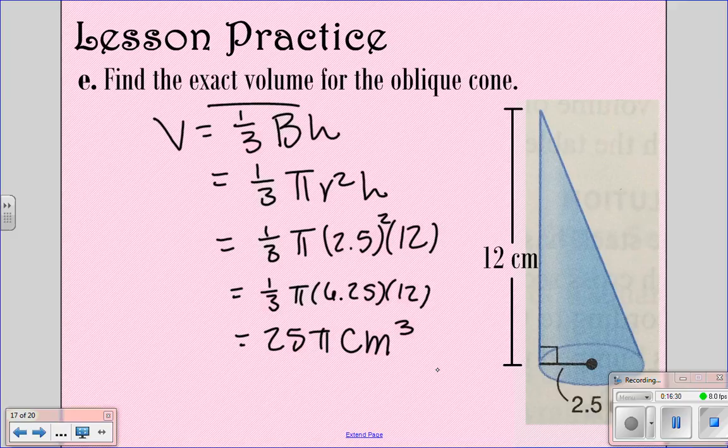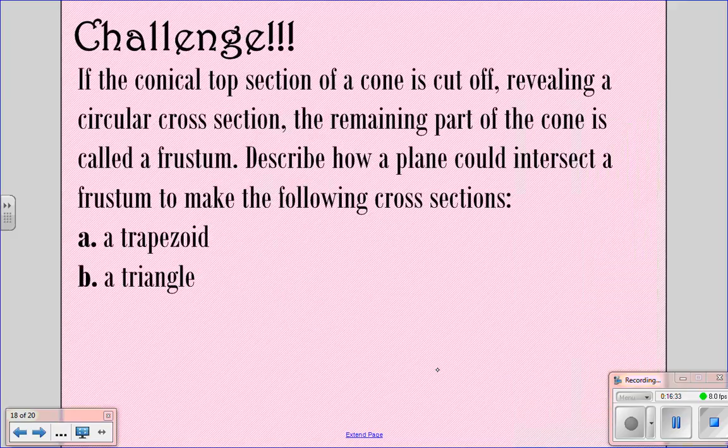So now we're going to look at the challenge question. We have the conical top section of a cone is cut off, revealing a circular cross section. The remaining part of the cone is called a frustrum. And we are actually going to look at frustrums later in the year. They want to describe how a plane could intersect a frustrum to make the following cross sections: a trapezoid and a triangle. So y'all pause this and kind of think about it, see if you can figure out what it would have to do to make those two figures for your cross section, and then I'll go over the answer for you.